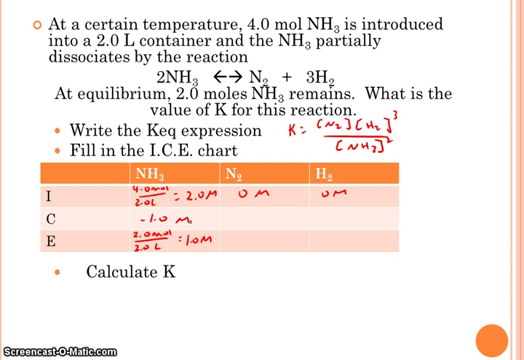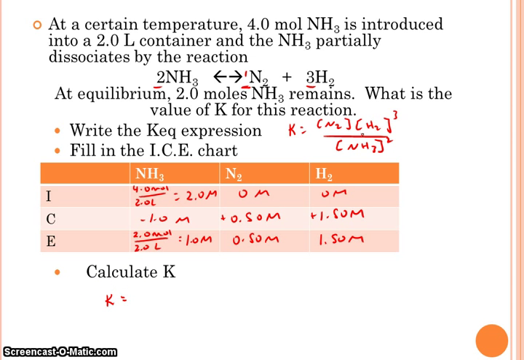Now when we look at the balanced equation, it's a 2-to-1 ratio to nitrogen. So that means that 0.50 molar nitrogen is produced. And then this is a 1-to-3 ratio. So 1.50 molar hydrogen is produced. So at equilibrium, 0 plus 0.5 is going to give us 0.50. 0 plus 1.5 will give us 1.50.